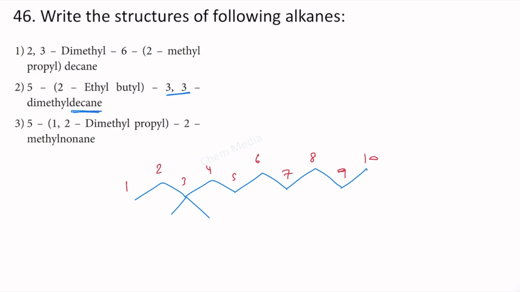And then at 5 position, we have a butyl chain that has an ethyl group at 2 position. Therefore, let us first write down the butyl chain at 5 position. 1, 2, 3, 4. Number it 1, 2, 3, 4. That has an ethyl group at 2 position. 1, 2. That's the structure for 2. Let us go to the third one.